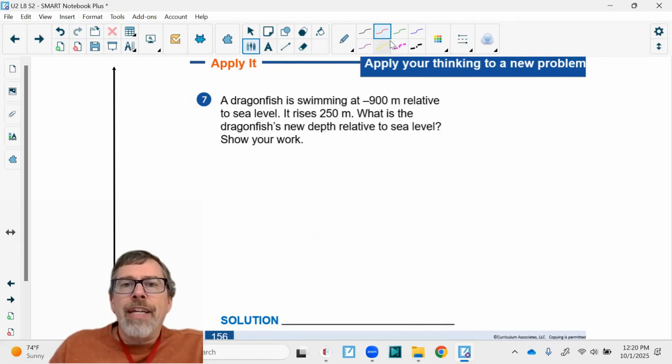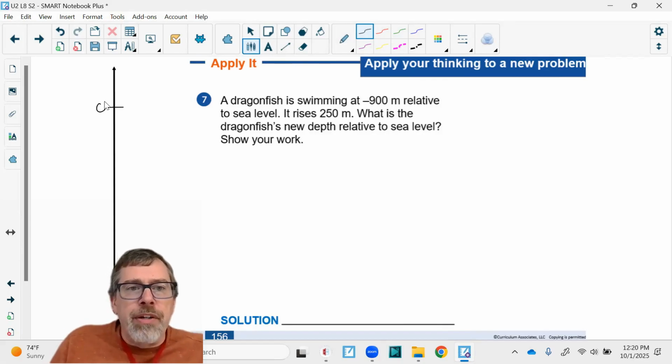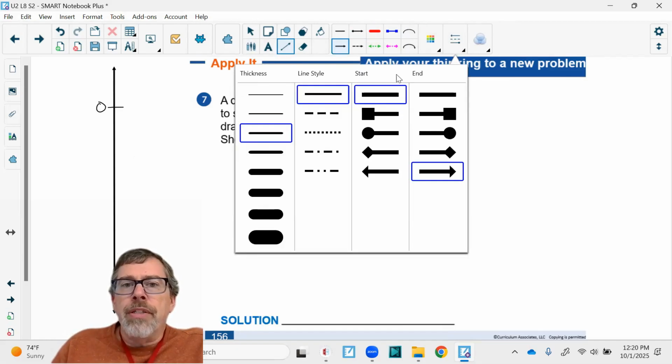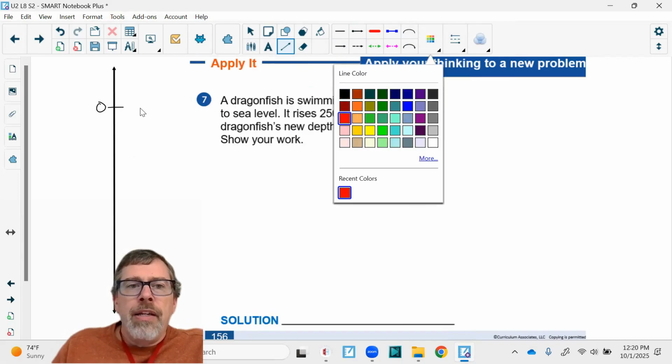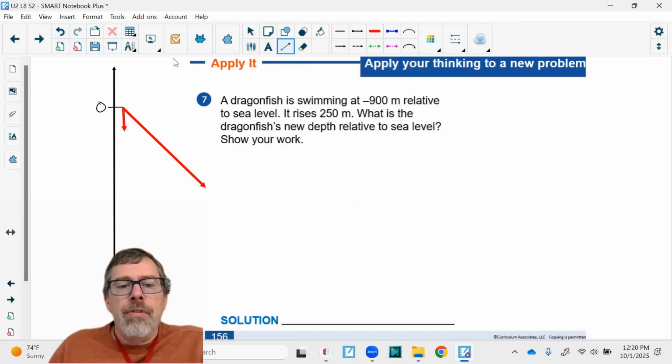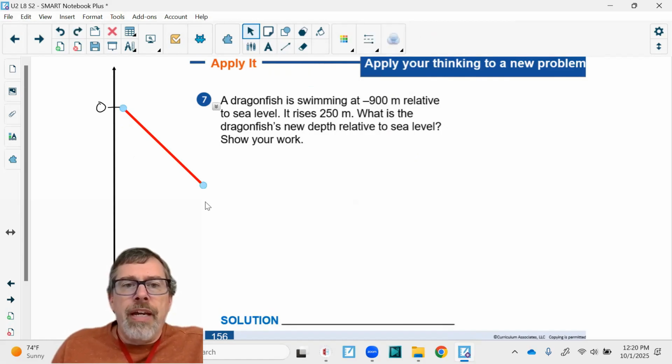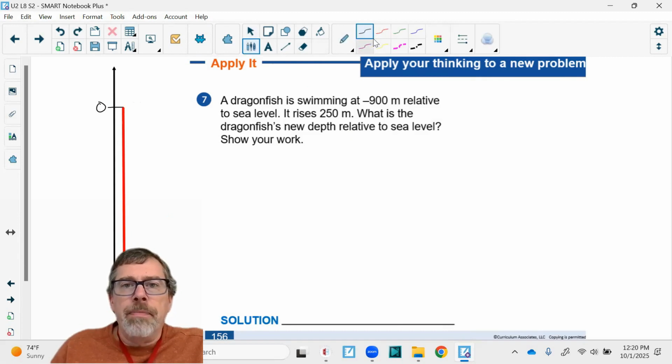Okay, so a dragonfish is swimming at negative 900 meters relative to sea level. So the first thing I'm going to do is put 0 right here. That is the top of the water. That's the surface of the water. This is air. This is underwater. Okay. A dragonfish is swimming. So let's get our arrows. Let's make them red. It is going to dive down 900 meters. That's pretty far.